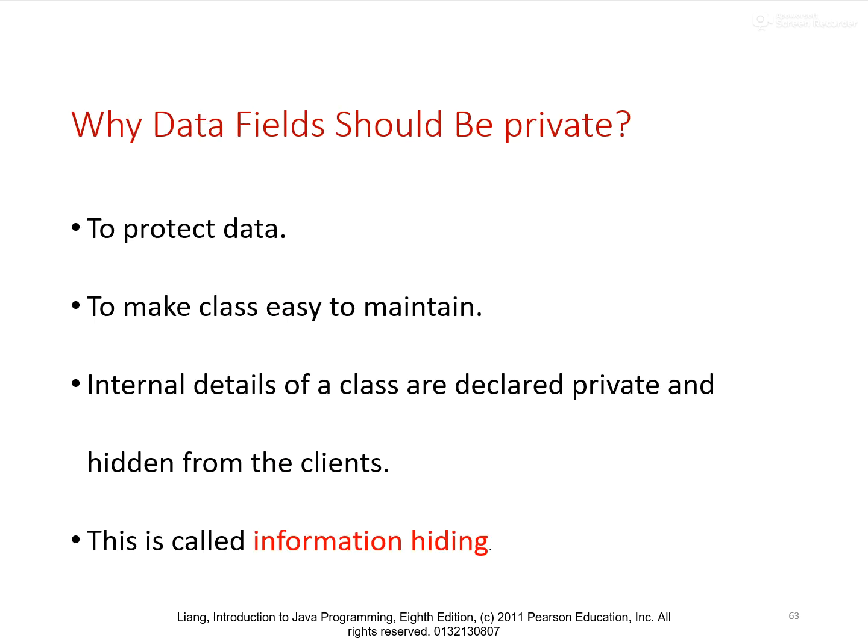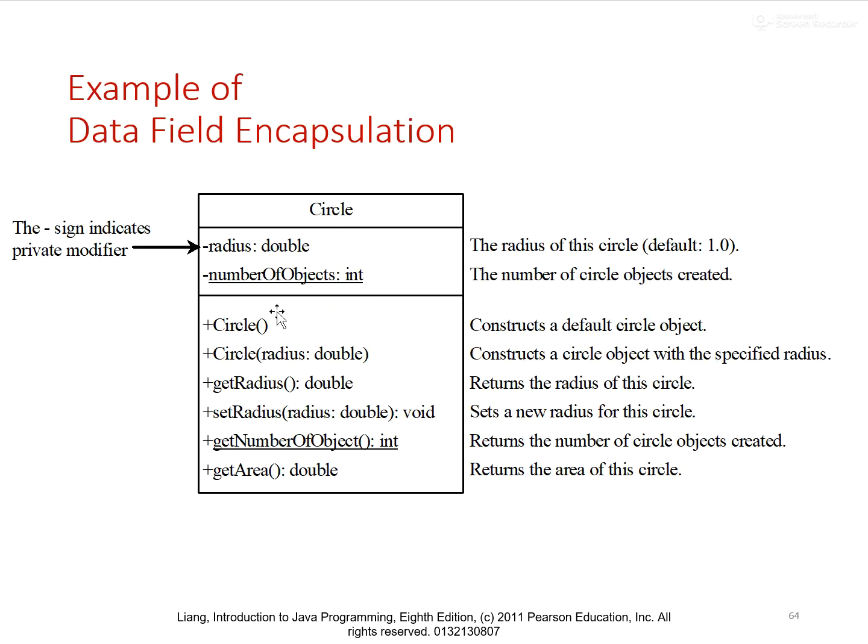So why declare anything private? There's a couple of points here. The key term to remember is information hiding. So we do this to protect data, to make classes easy to maintain, to prevent parts of our code from accidentally overwriting the values of member variables of another class. Another word for that is encapsulation.